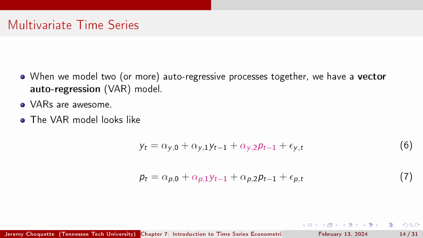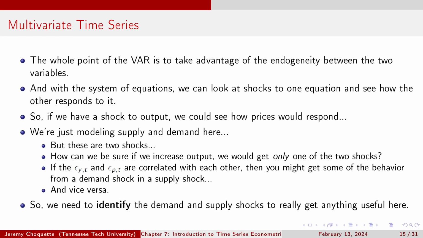And because they're functions of each other, when you change one, you will invariably be changing the other, which is consistent with what you would see for like supply and demand. And where I said it was a problem initially, right, that endogeneity problem, it's not really so much a problem. It's actually kind of a benefit to us, because we can take advantage of that. We can take advantage of the endogeneity between these two variables by having the system of equations. And with that system, I can impose a shock to one equation and see how the other would be responding to it. So if I have a shock to output, I can see how prices respond. And with this, we're modeling supply and demand.